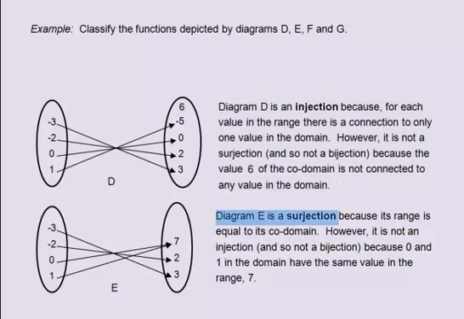Diagram E is a surjection because its range is equal to its codomain. However, it is not an injection and so not a bijection because 0 and 1 in the domain have the same value in the range, 7.